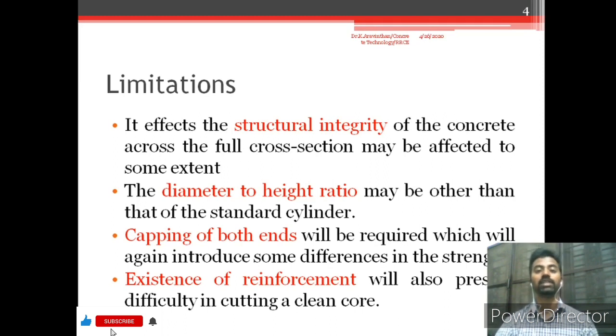If a high steel percentage is present in a structure, then the core test is quite difficult to conduct and to identify the other parameters. Also, there is the structural integrity. If you are taking some part of the concrete from a structure, then the integrity of the structure is reduced. So this is also a part that you should consider. These are the limitations of the concrete core test.